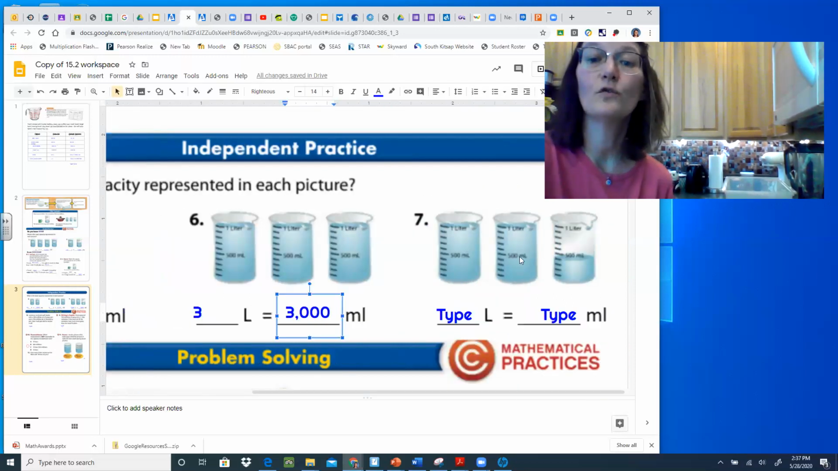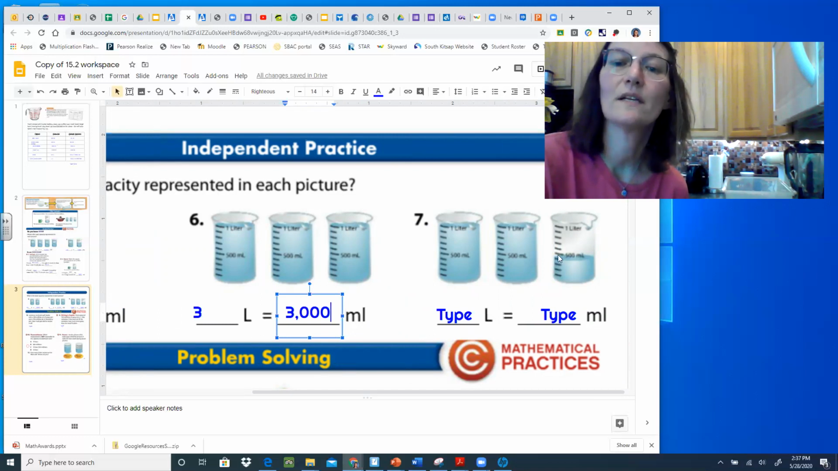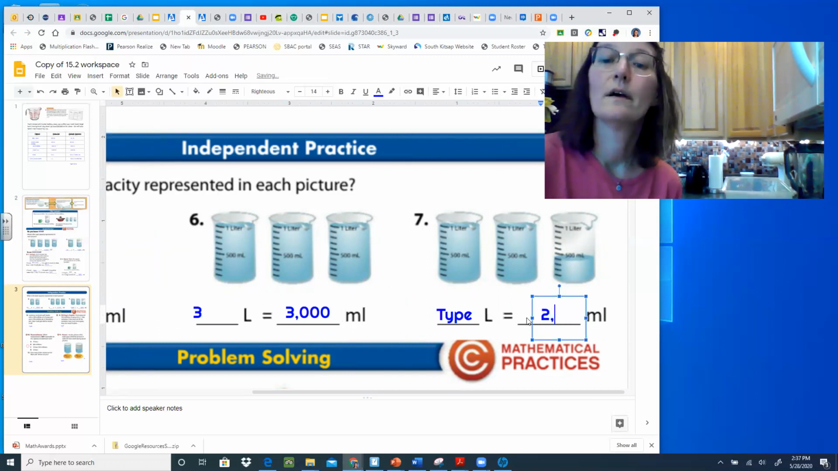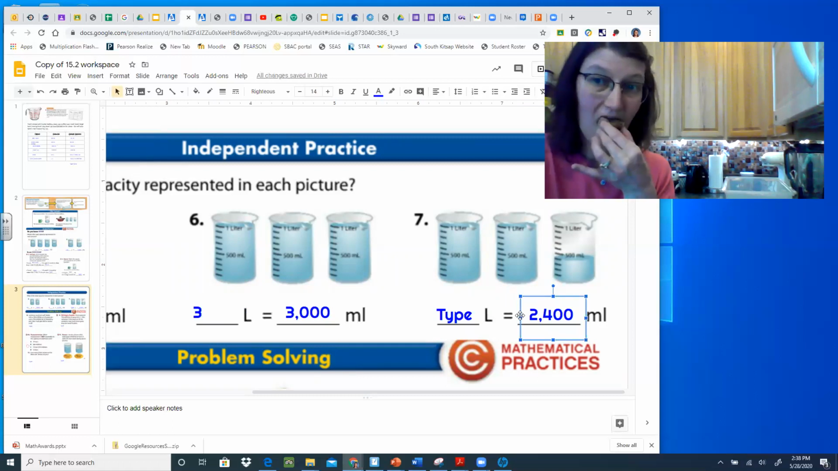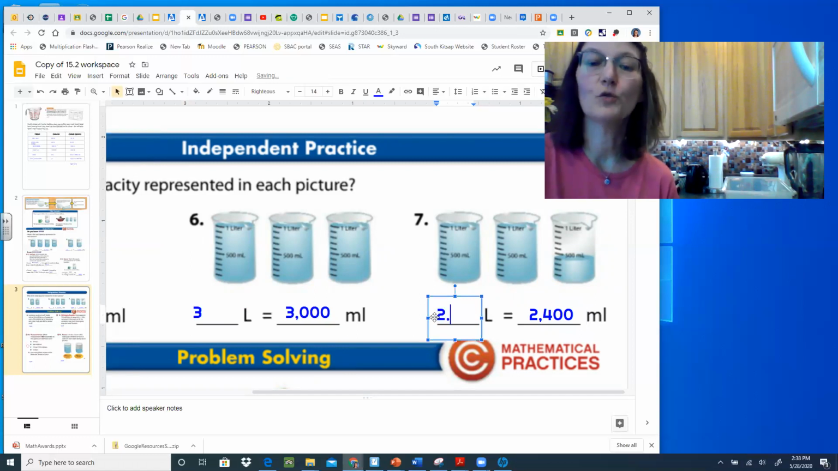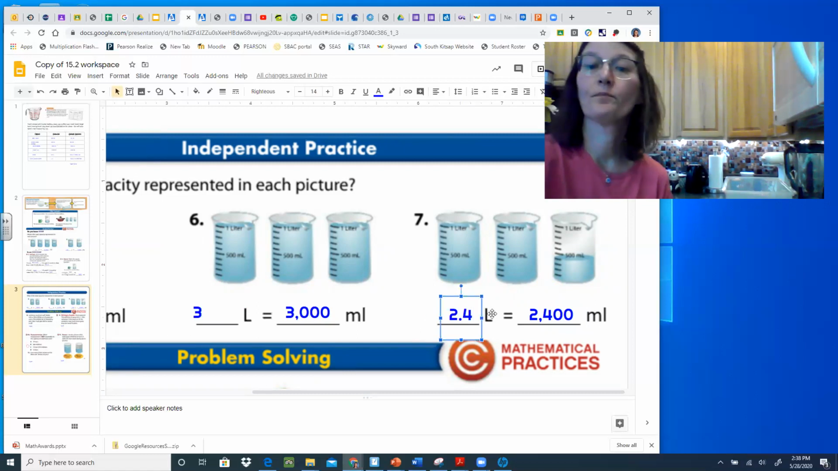Okay, on this one, we have 2 full ones. So that's 1 liter, 2 liter, and then 100, 200, 300, 400. It's not quite to the 500. So we have 2,000. I think we said 400. So 2,400 milliliters equal to 2.4 liters. So it was 2 full ones and 4/10 of another one.